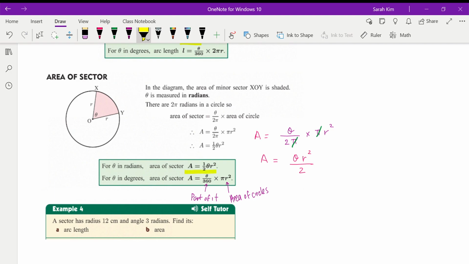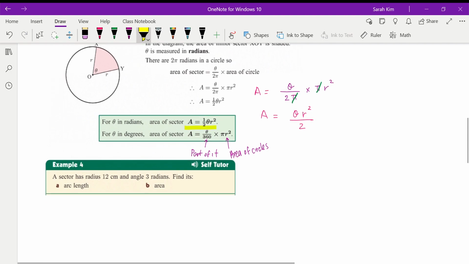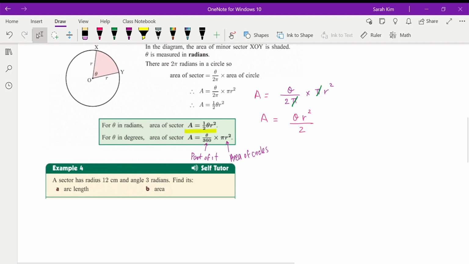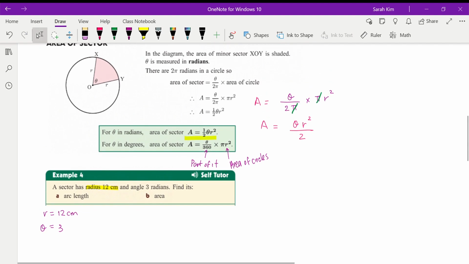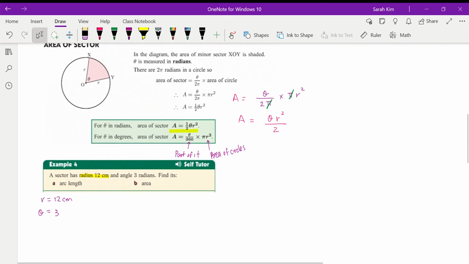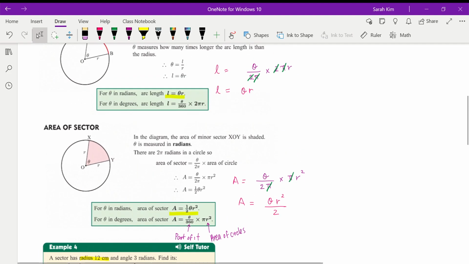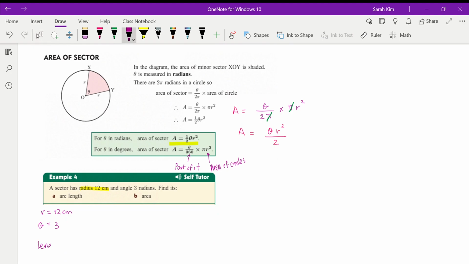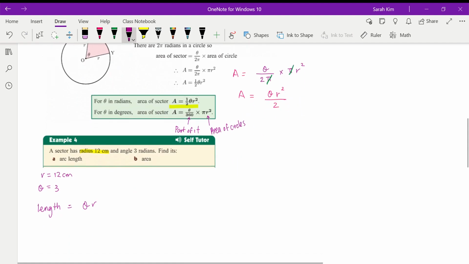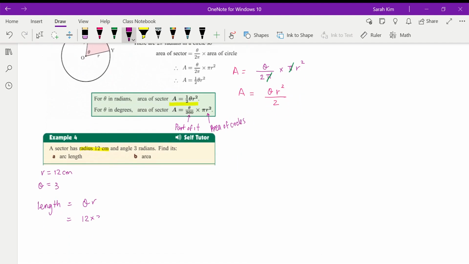This is the most important thing you can use, and we'll give it a go. A sector has radius 12 centimeters. So let me write that little fact down. Angle 3 radians. Find its arc length. Okay, a sector, so I'm going to be using this one. So length is theta times r. So all I have to do is 3 times 12, so I get 36 centimeters.